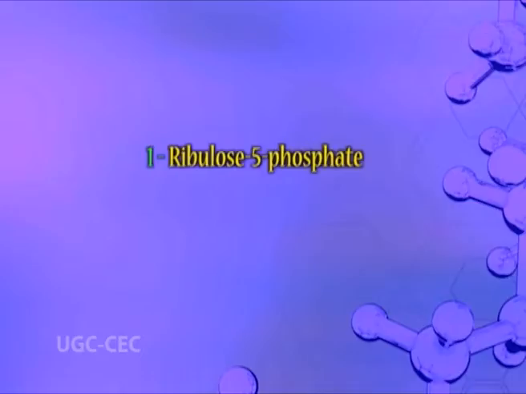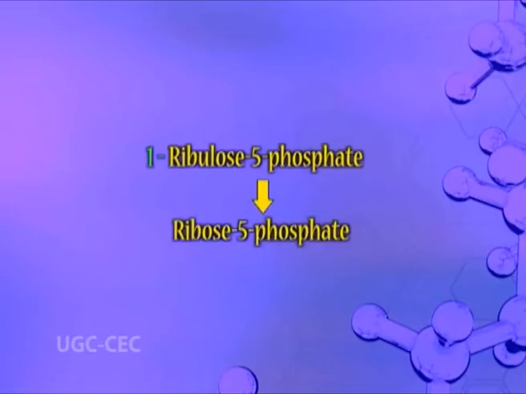Depending on the relative needs of a cell for ribose 5-phosphate, NADPH and ATP, the pentose phosphate pathway can operate in various modes to maximize different products. There are three major scenarios. 1. Ribulose 5-phosphate may be converted to ribose 5-phosphate, a substrate for synthesis of nucleotides and nucleic acids. The pathway also produces some NADPH.